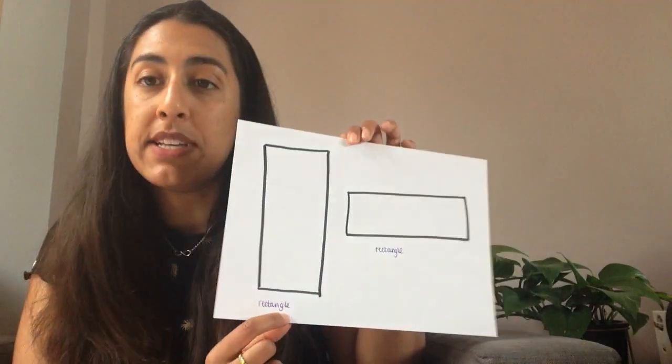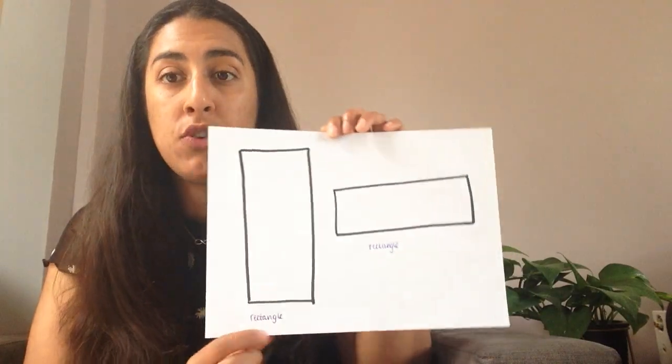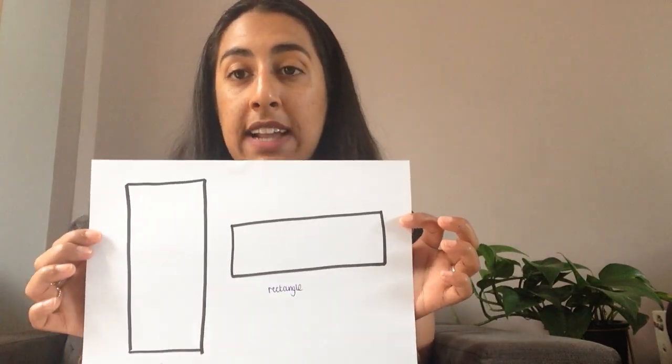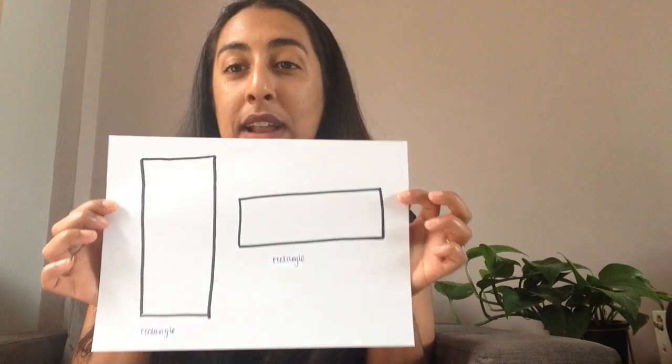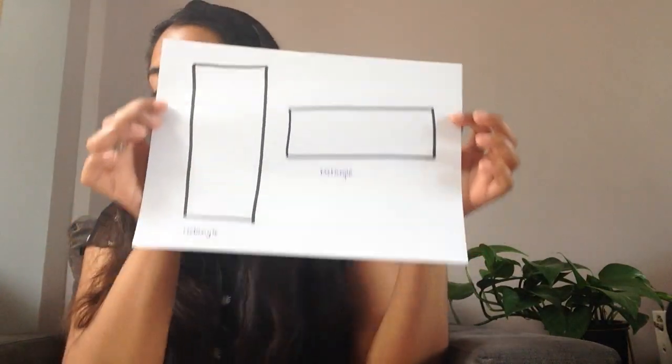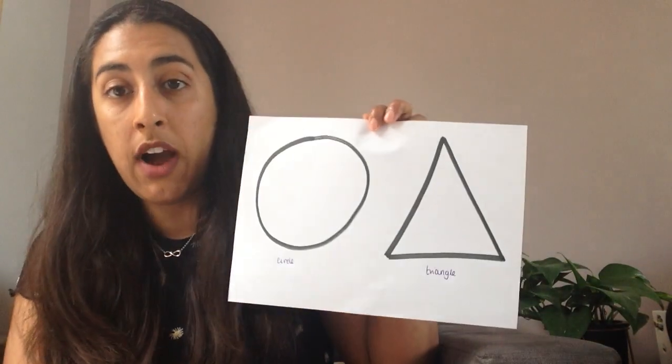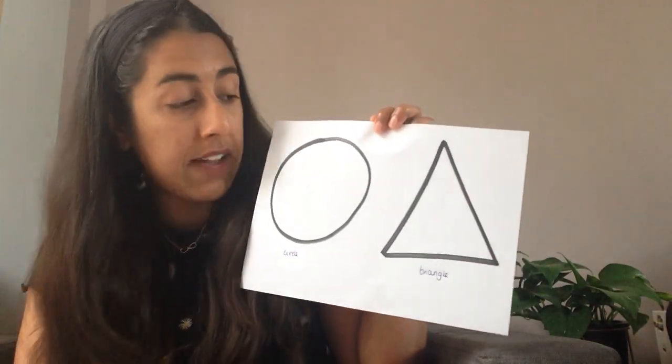So this shape is a rectangle. Well done if you got that one right. So this is a rectangle. Can you say rectangle? Brilliant, well done. So you've got a copy of some rectangles that I would like you to draw. You will also need these shapes, which are also on Google Classroom for you to have a look at.